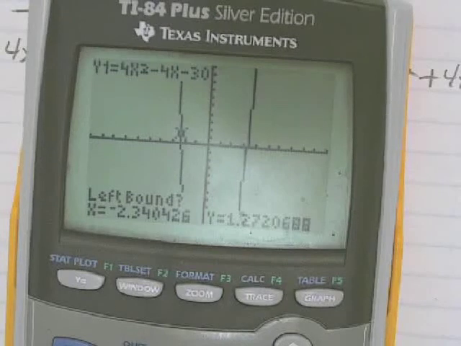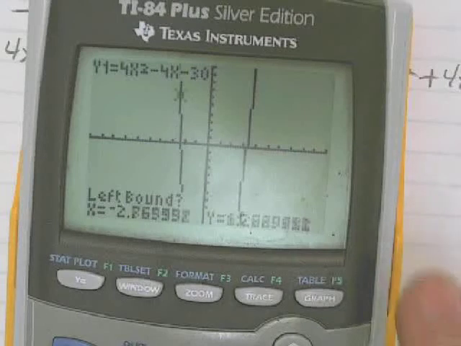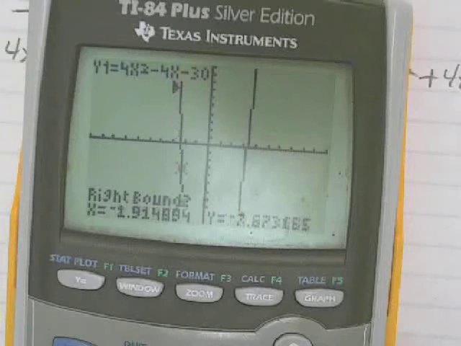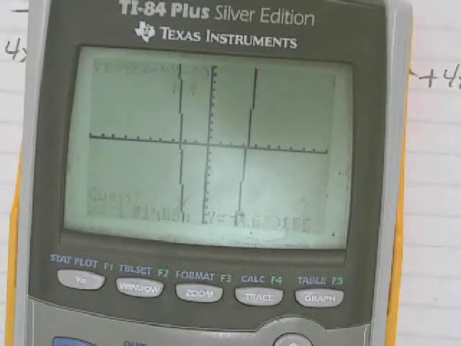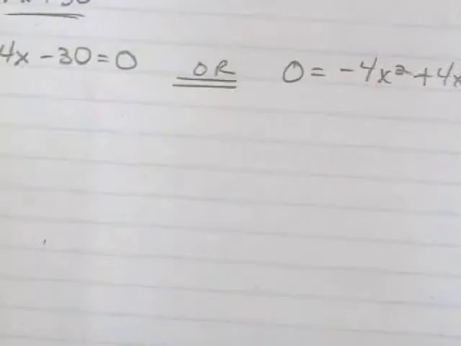Now it's asking me to go to the left. You see this? It says go to the left. So I'm going to go to the left 2, and I'm going to hit enter. Then I'm going to go back to my axis, and I'm going to go to the right 2, and hit enter. And yes, I want the calculator to give me a guess. And so it's negative 2.28. So that is my first real answer. X is negative 2.28.